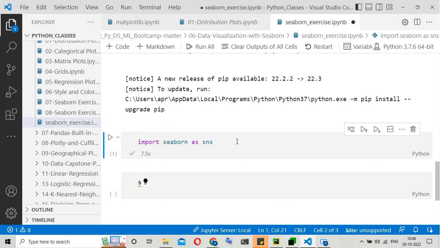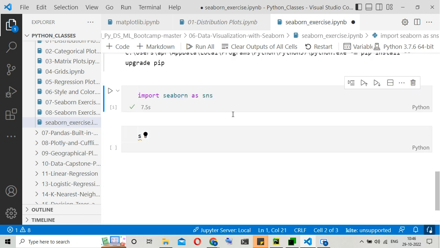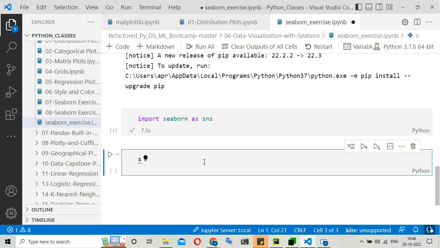Only import is taking so long. So yeah, I think I switched to the 3.7 version of Python. Yeah, I have multiple versions. So it is having Seaborn.